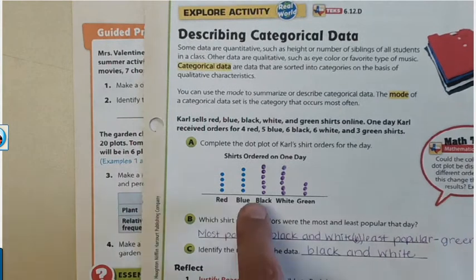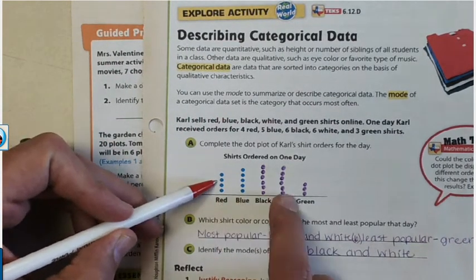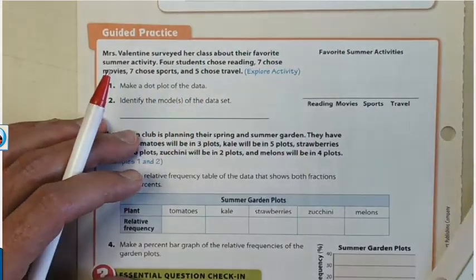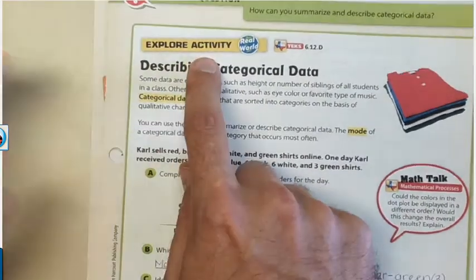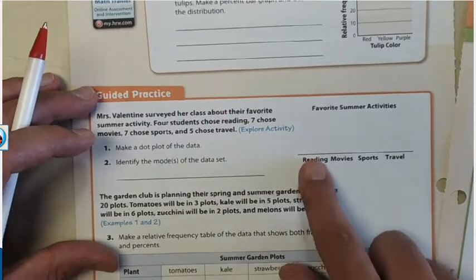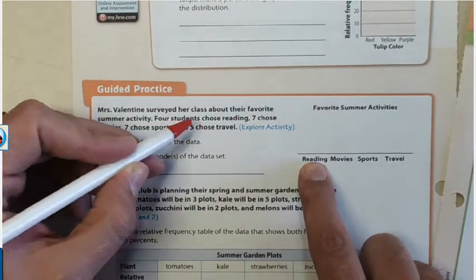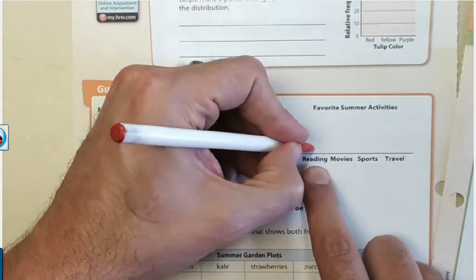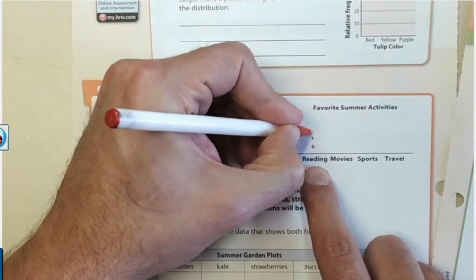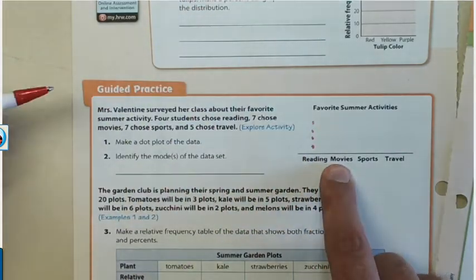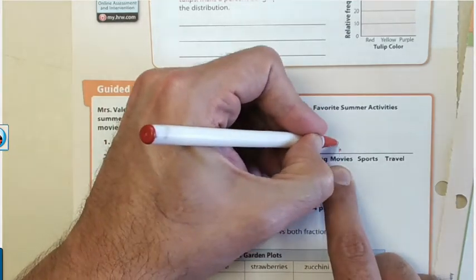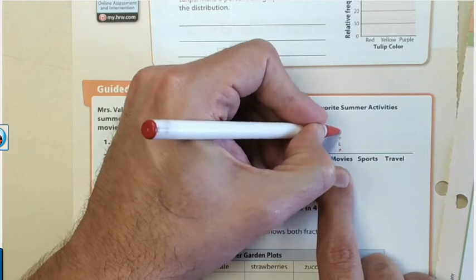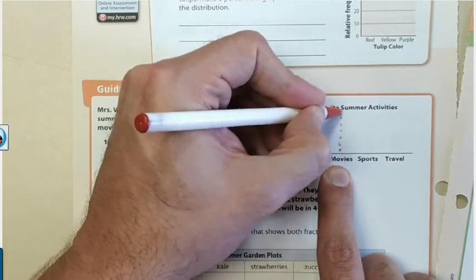Alright, so in the Explore activity, this is how you make the chart, that's asking you to do right here, the dot plot of the data. This tells you exactly how to do it on the Explore activity. Okay, so there are 4 students that choose reading. So reading, I'm going to put 4 dots. 1, 2, 3, 4. For movies, it says 7 chose movies. So I put 7. 1, 2, 3, 4, 5, 6, 7.